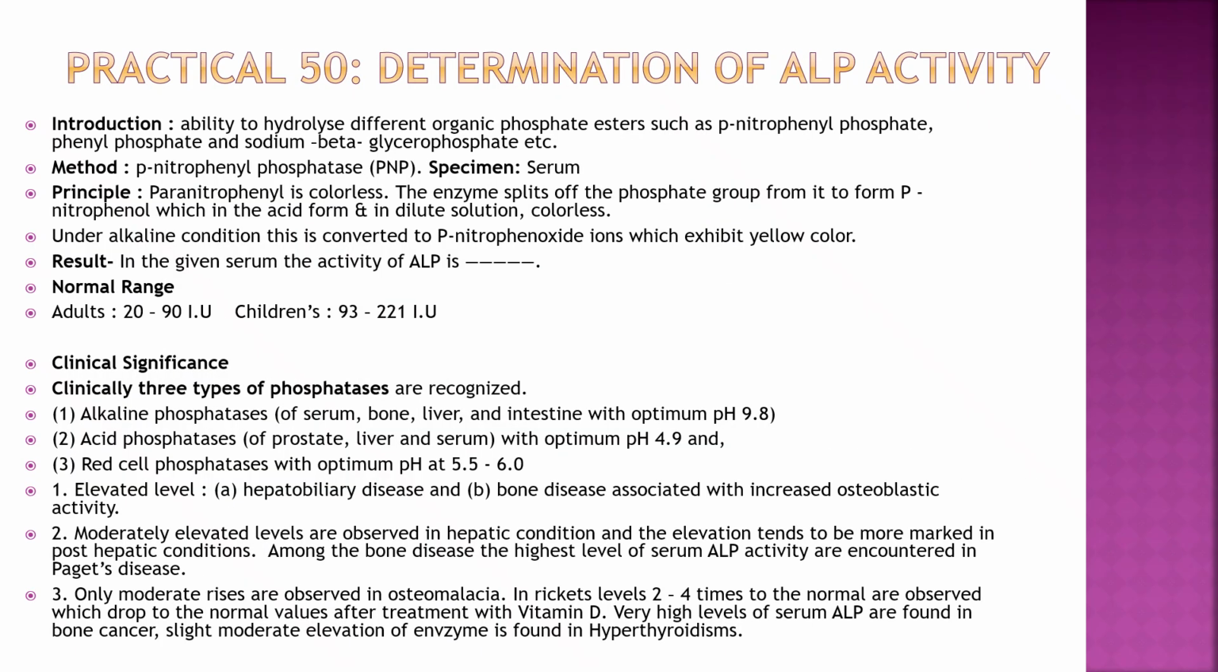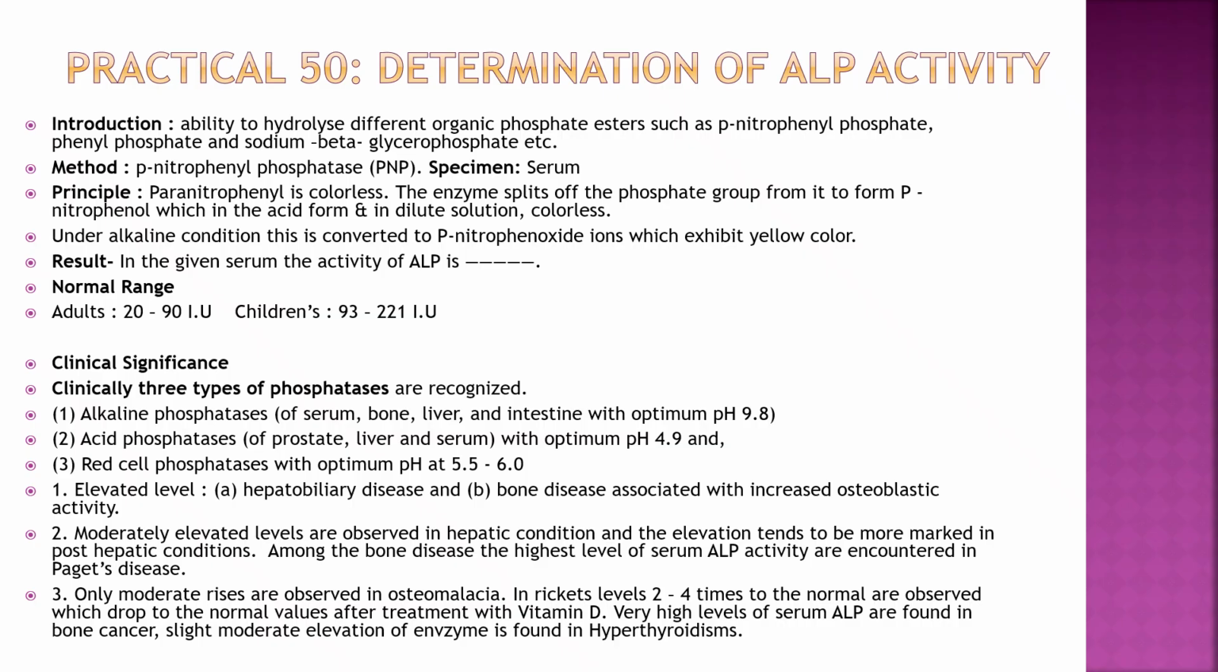Determination of alkaline phosphatase. The method is p-nitrophenyl phosphate, PNP. Paranitrophenyl phosphate is colorless. The enzyme splits off the phosphate group from it to form p-nitrophenol, which is the acid form, and in dilute solution it is colorless. Under alkaline condition it is converted to p-nitrophenoxide ions which exhibit yellow color, and the OD is measured.